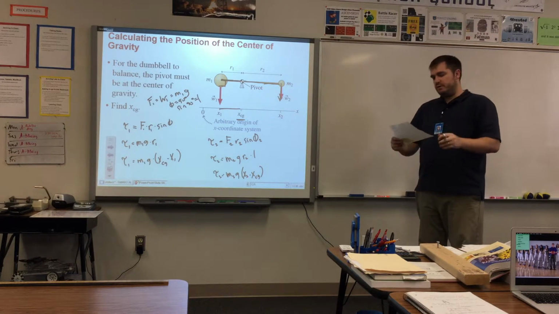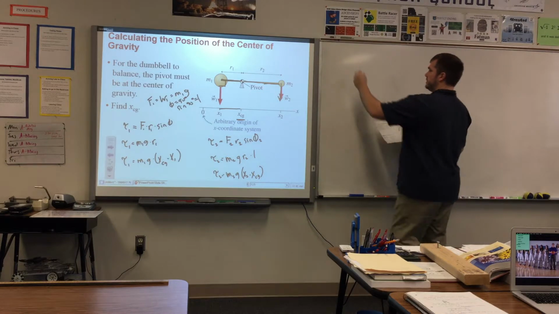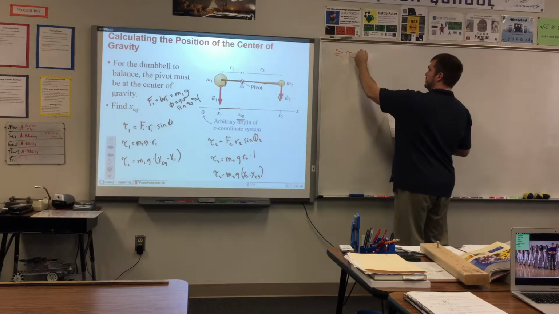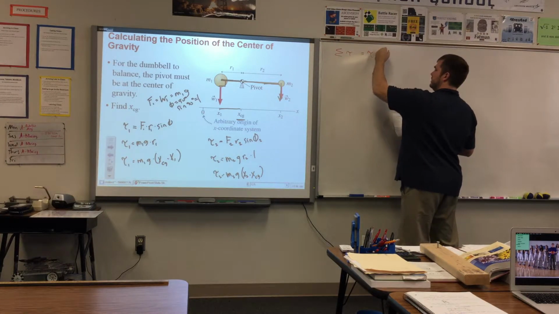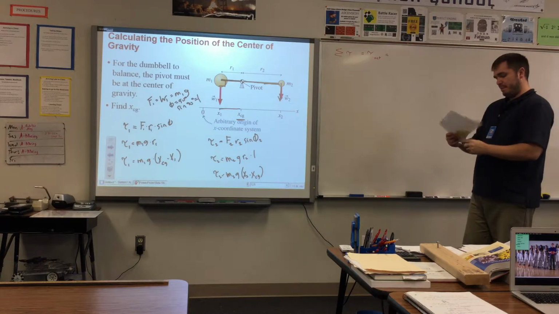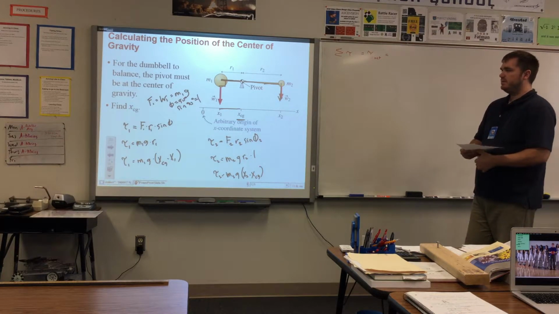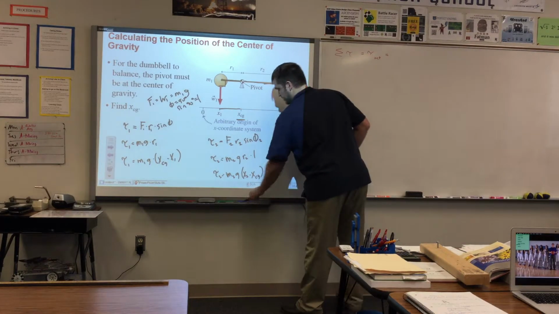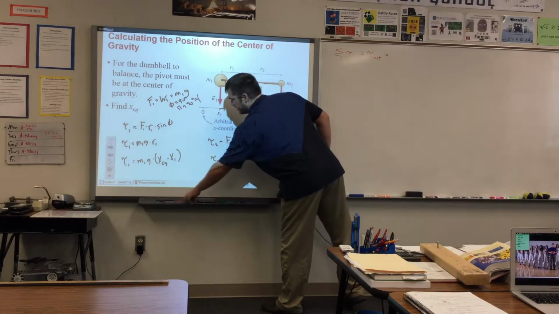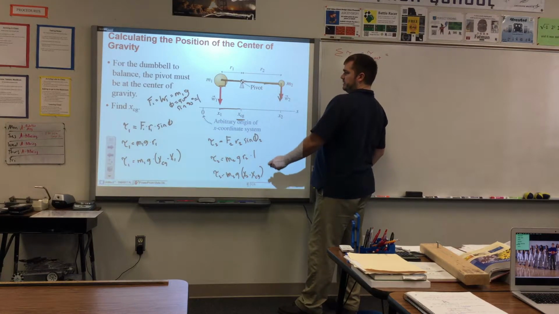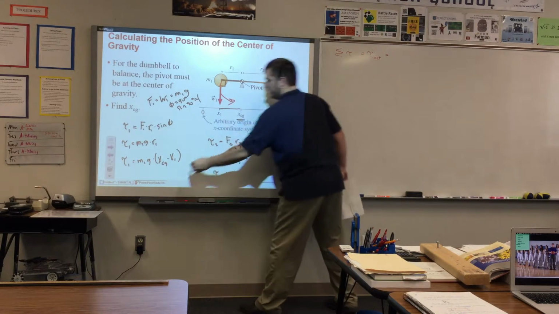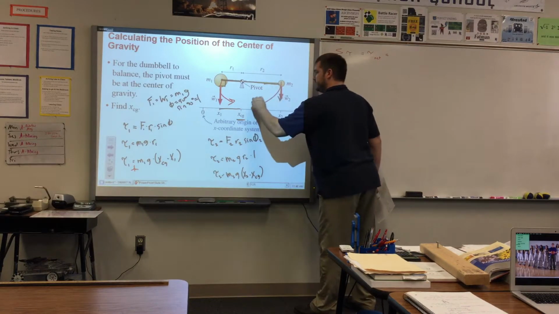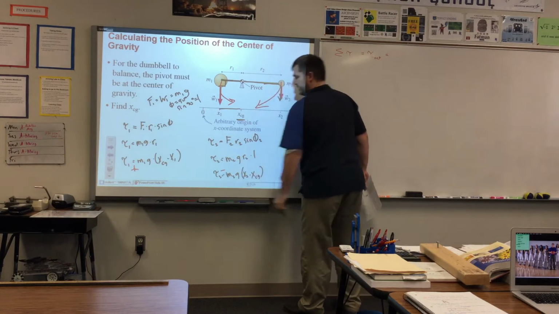So now, we're going to write the summation of the torques. The summation of the torque is equal to the net torque. Now, one of those is positive, and one of those is negative. Which is which? Torque 1 is positive, and this one over here is causing it to rotate this way, which is negative.